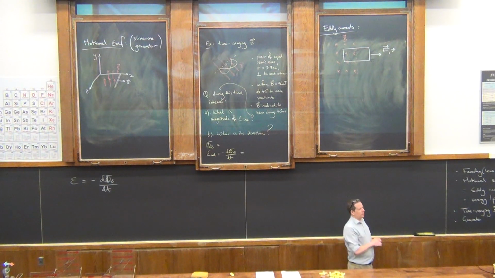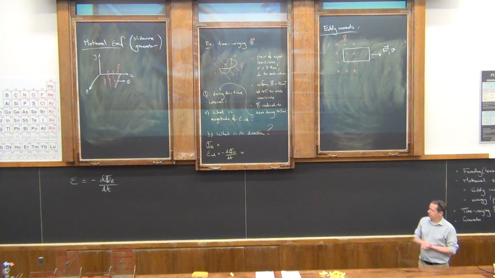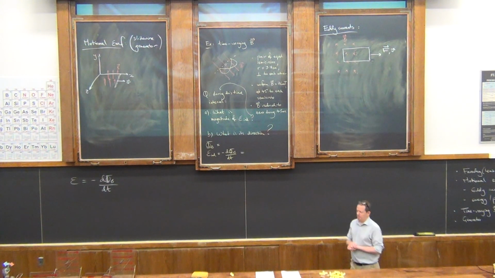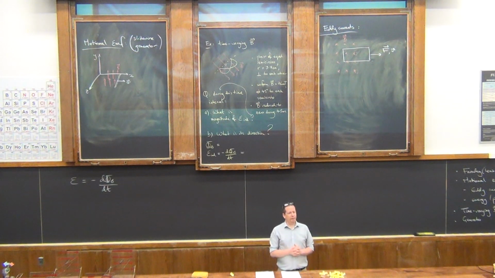Okay, so induced EMF, you know I'm going to use Faraday's law. So there it is twice on the chalkboard. I need to figure out the magnetic flux, and then I need to figure out how it's changing in time. So first off, how am I going to figure out the magnetic flux passing through that loop?